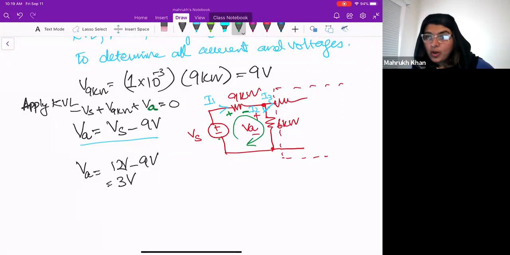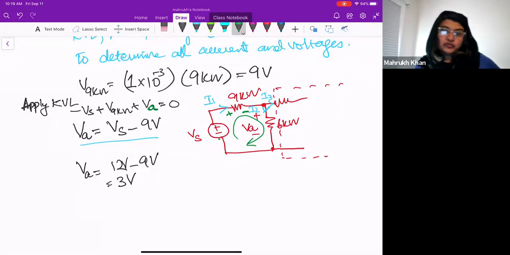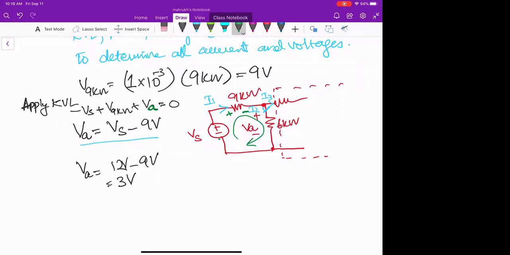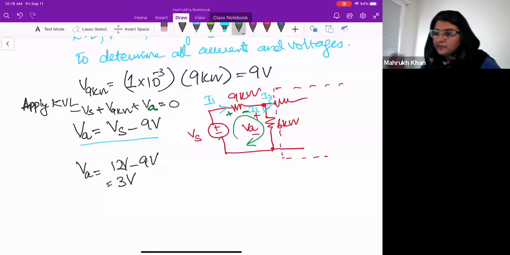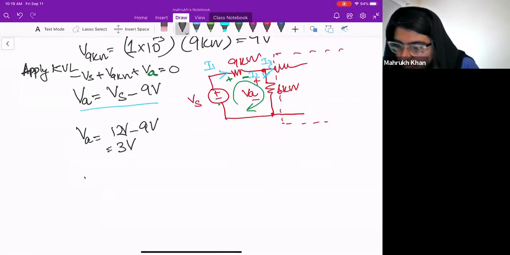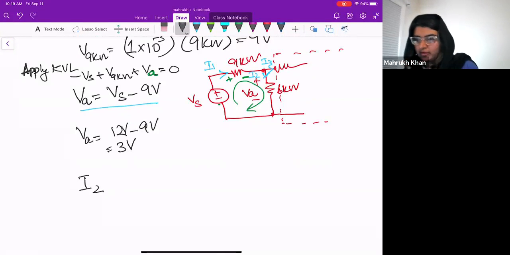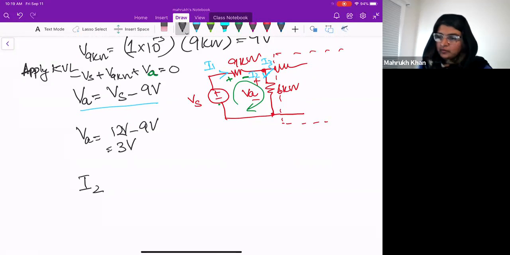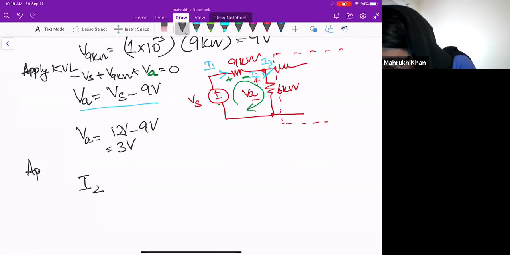It's important to know. If it's not clear, just tell me. If it's clear, tell me. Yeah, I understand it. It's clear. Okay, so this is VA, that is 3 volts. Now I have to find I2, so how can I find I2? Can you use the voltage and resistance of the 6 kilo ohm resistor to find I2? Yes, yes. For that, I have to apply Ohm's law.